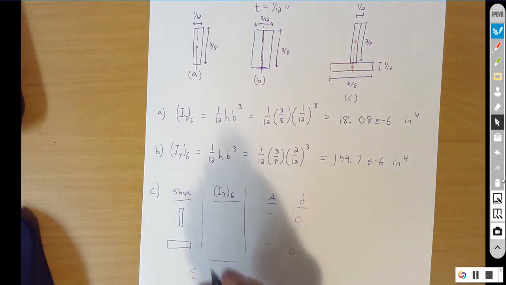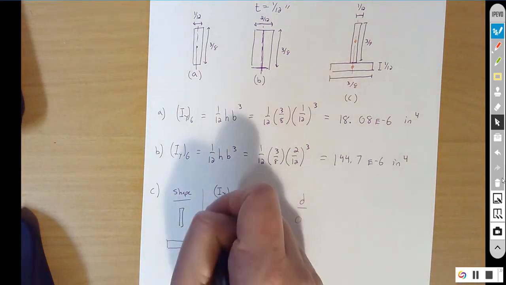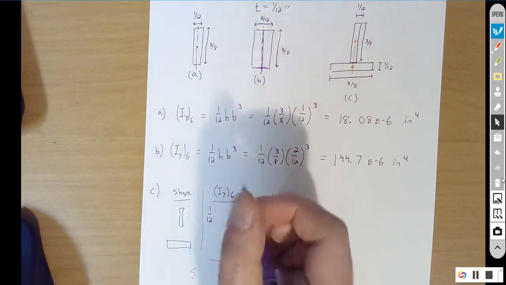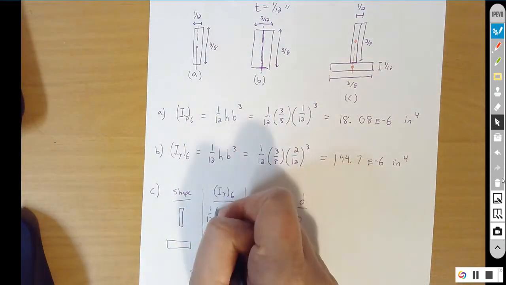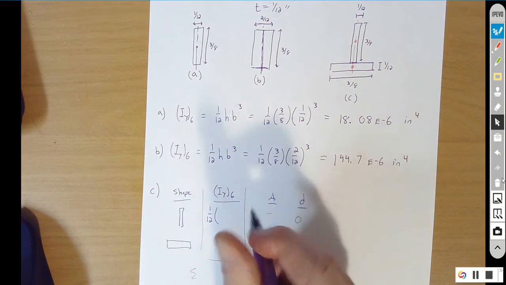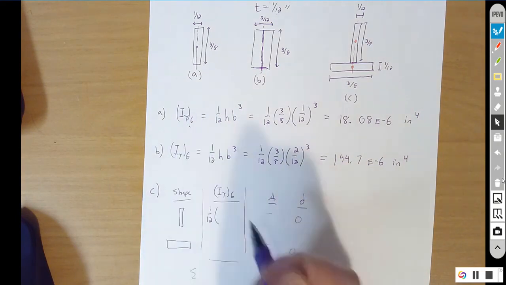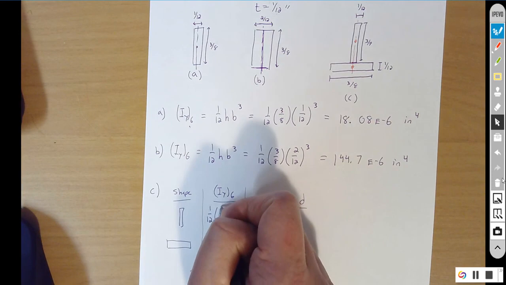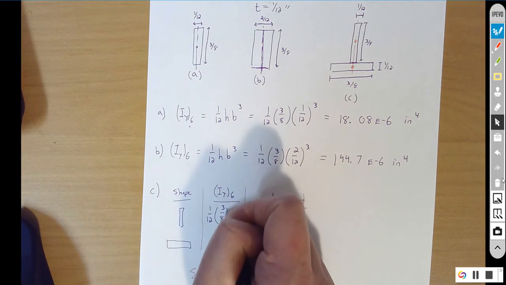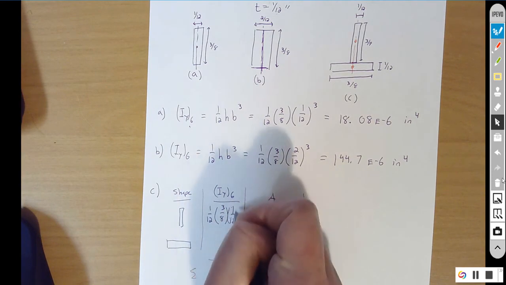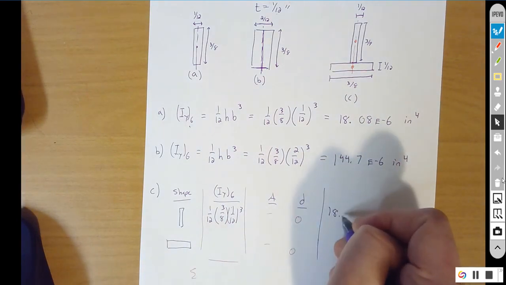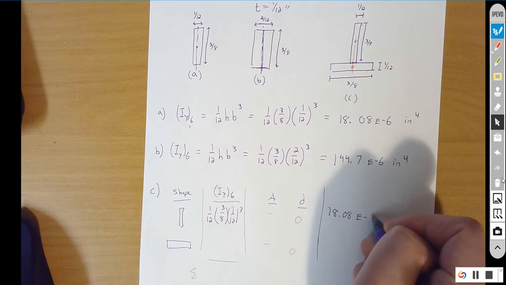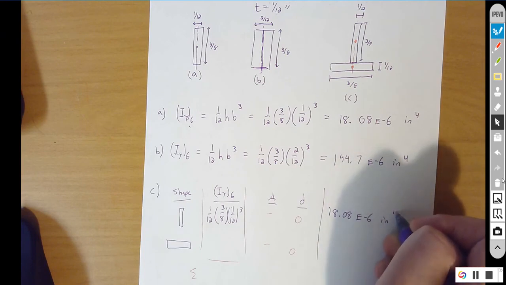So for this one, we're going to get 1/12 base height cubed. Sorry, height base cubed. Same equation all the time. So this is literally this shape. So I'll write it out real quick, but we already know the number. So that's going to be our 18.08 e negative 6 inches to the fourth.